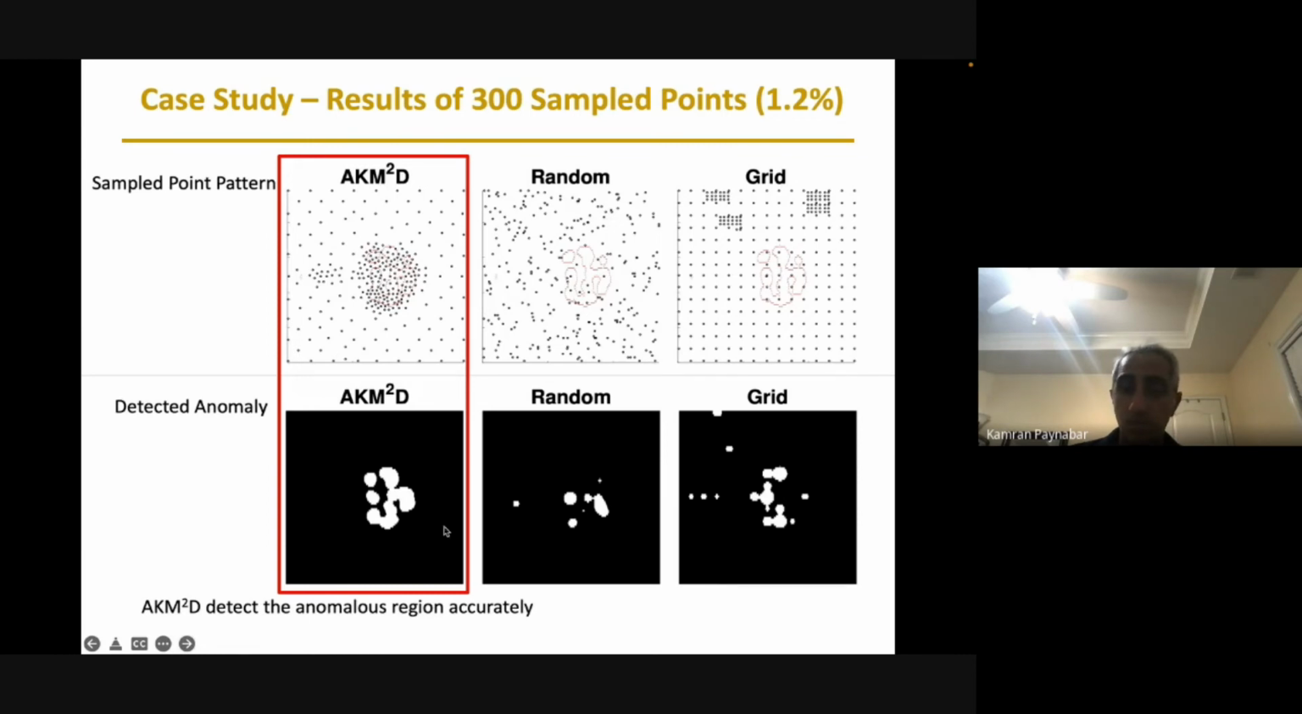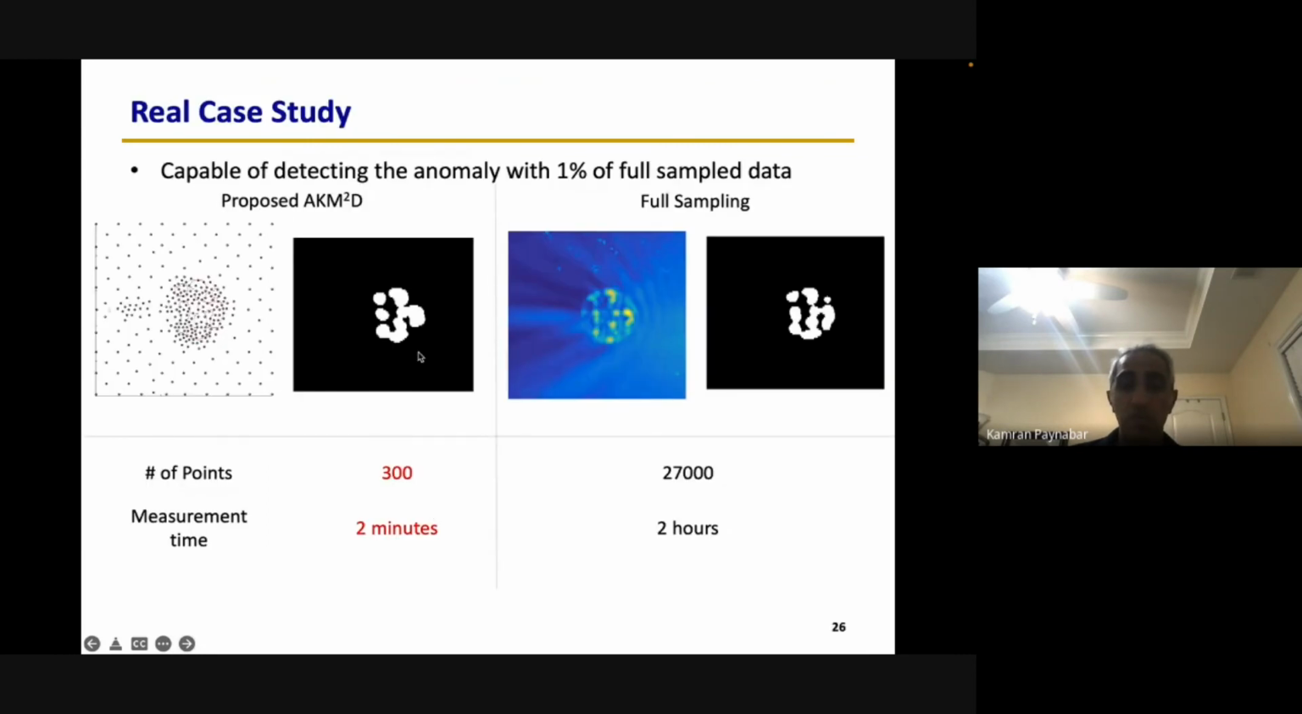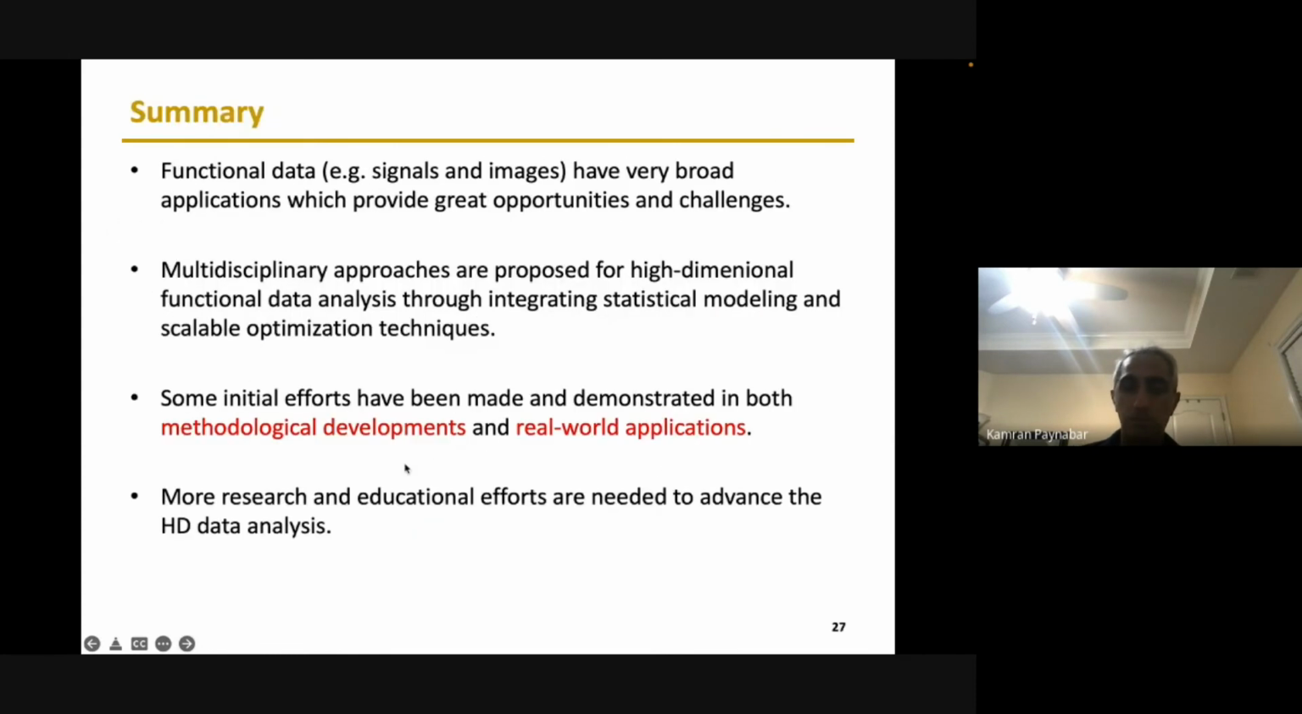Okay. So if I want to compare it with the full scan, this is the full scan result, and this is what we have. Actually, we are doing quite a good job in terms of detecting the shape of it. It's not 100% that for sure. There are always some errors associated with that, but it's not bad. I mean, the shape is similar to the shape of the actual anomalies. And instead of 27,000, we have 300 data points. Okay.